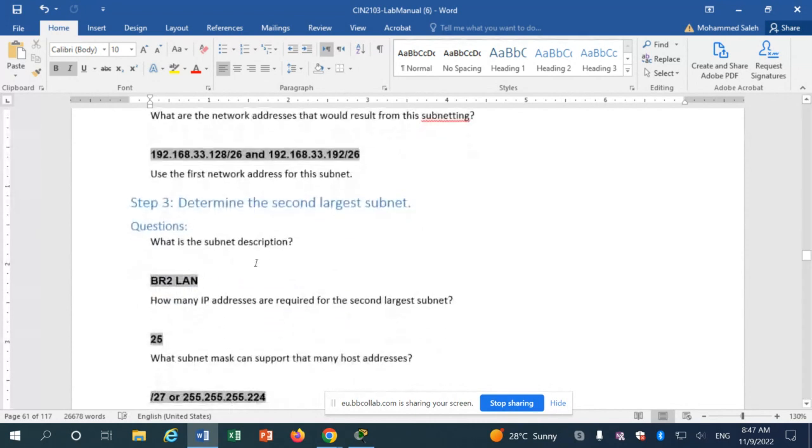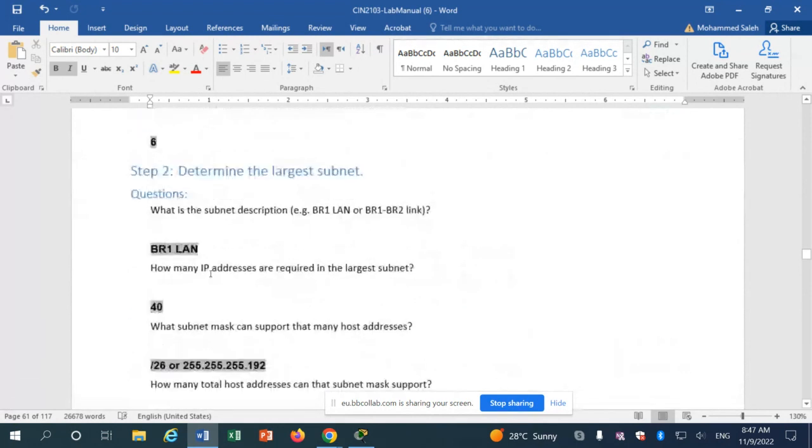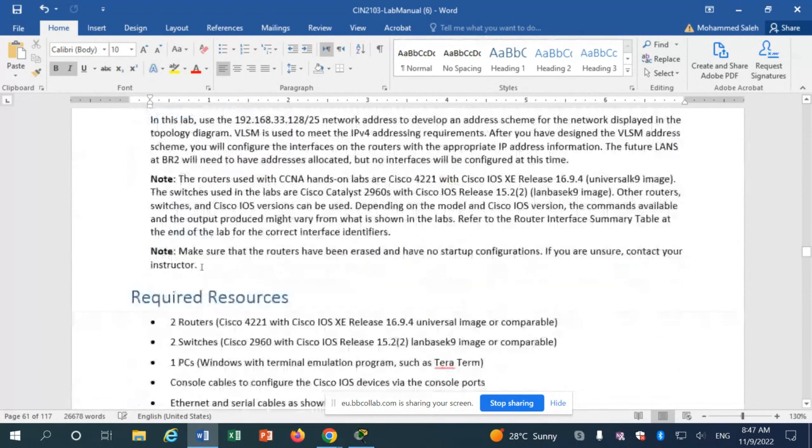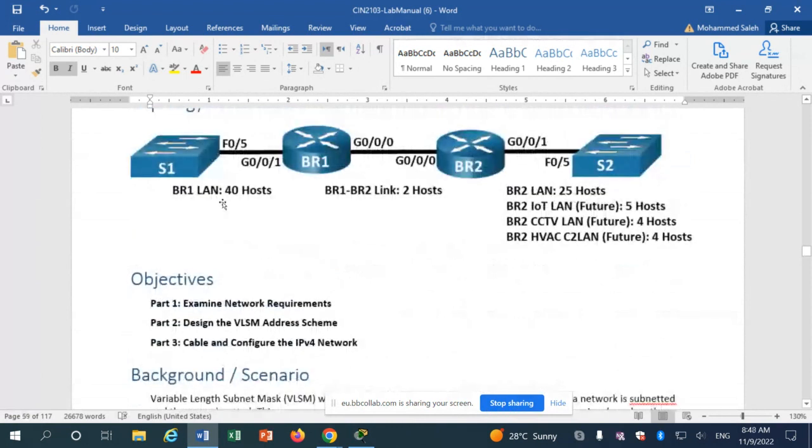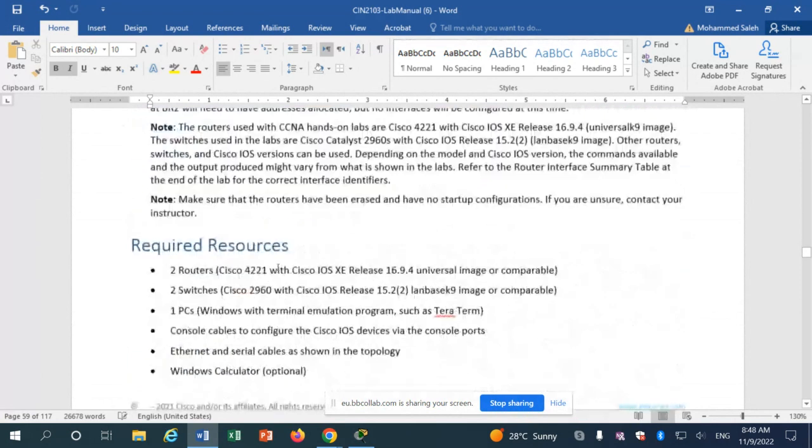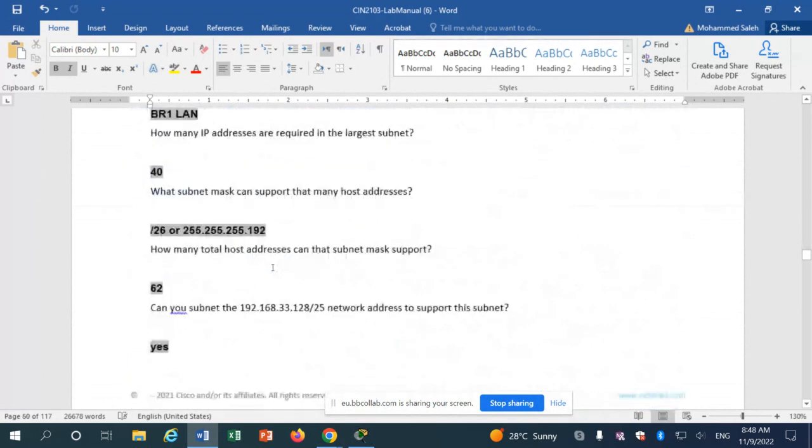All right. Now we need to determine the second largest subnet. So after 40, what's the second largest one? Don't look at the answer. Try to find it yourself. Which one? 25, which is BR2.